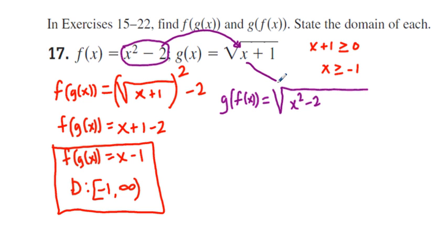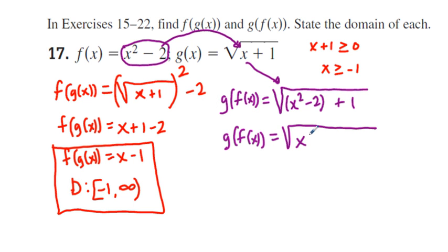So that's where that comes from. And then we still have this plus 1. And I'm going to put this x squared minus 2 in parentheses just to remind us that this is where x was replaced. And so simplifying out, we have g of f of x is equal to square root of x squared minus 2 plus 1, which is going to be simplified to x squared minus 1.